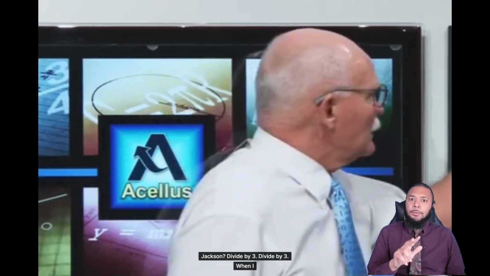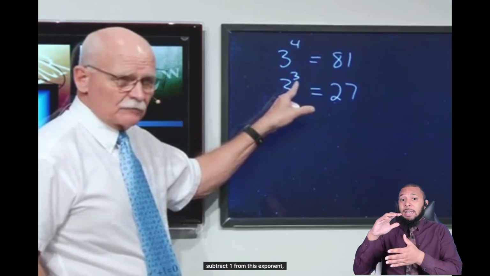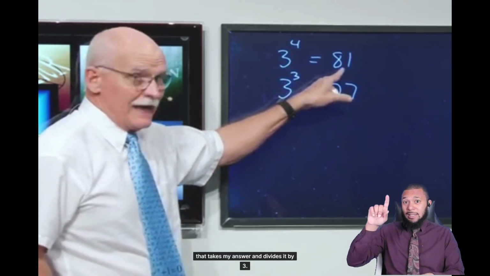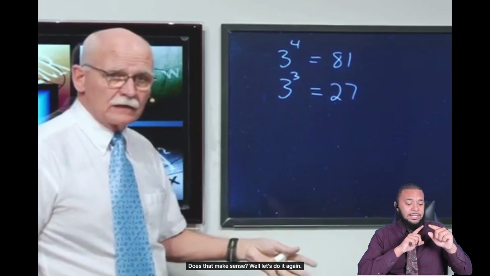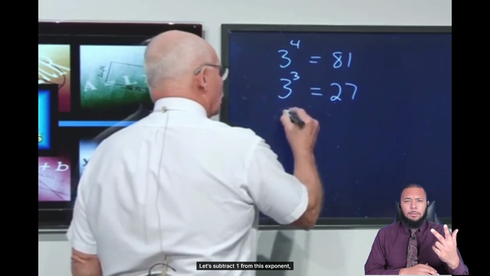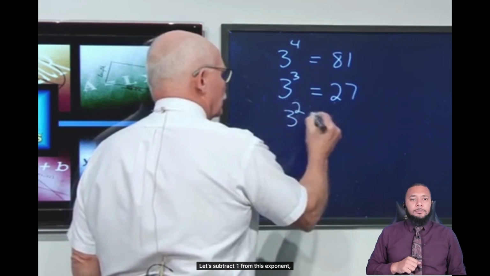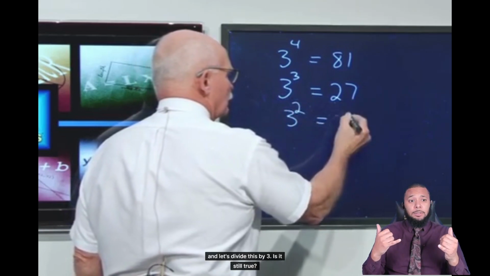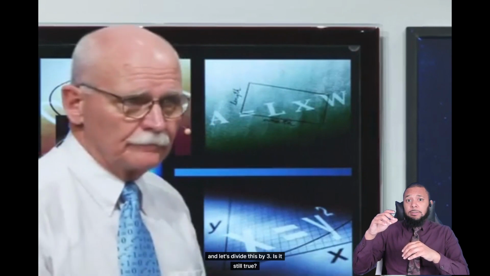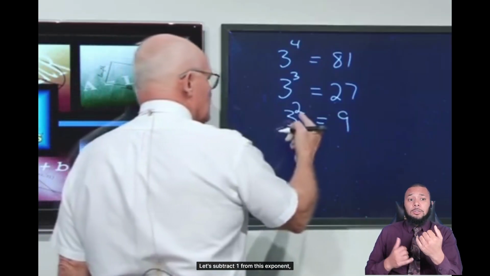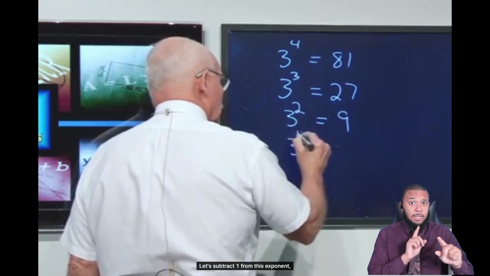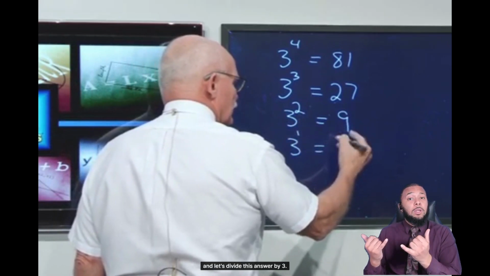Jackson? Just divide by 3. When I subtract 1 from this exponent, that takes my answer and divides it by 3. Does that make sense? Well, let's do it again. Let's subtract 1 from this exponent, and let's divide this by 3. Is it still true? Okay, good deal. Let's do it again. Let's subtract 1 from this exponent, and let's divide this answer by 3.